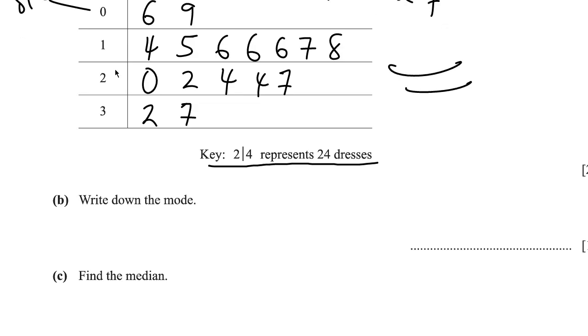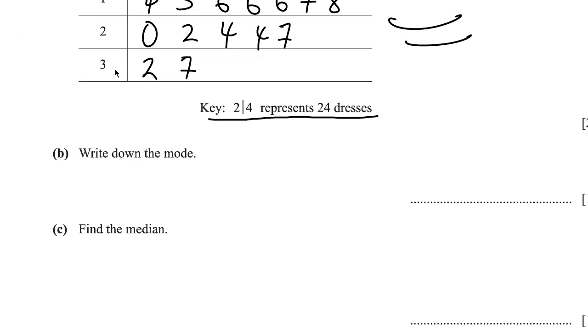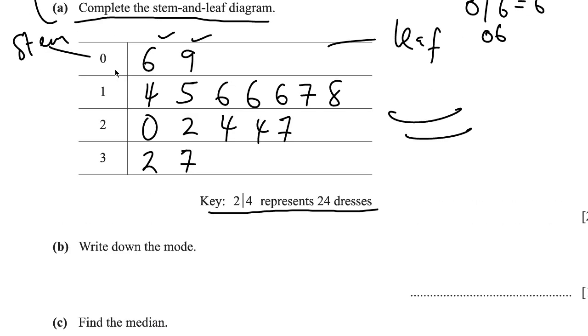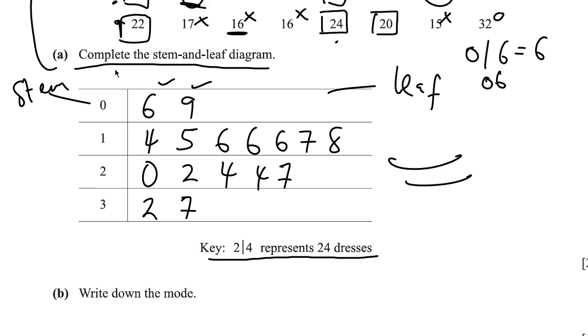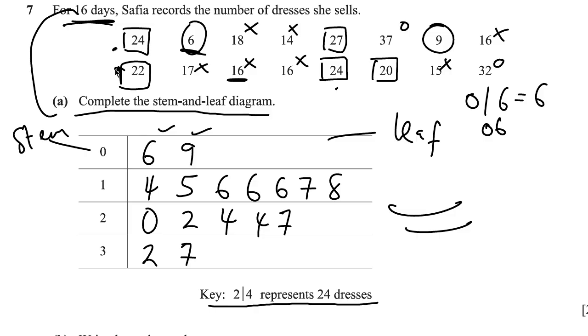The next question says, write down the mode. So what's the mode? The mode is a member in the data set that occurs most frequently. You could simply get that from the stem and leaf diagram, because if you look across each stem, this is stem 0, you cannot see any repetition. But if you look at stem 1, you could see that stem 1, leaf 6 repeats, so you could see that 16.